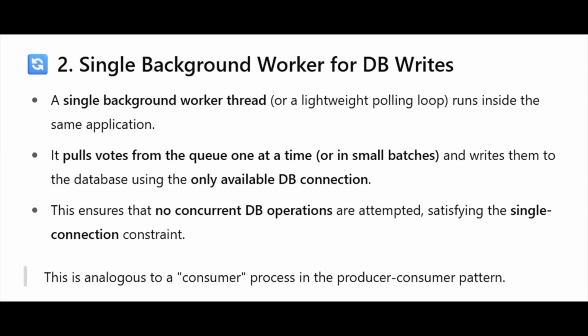2. Single background worker for DB writes. A single background worker thread or a lightweight polling loop runs inside the same application. It pulls votes from the queue one at a time or in small batches and writes them to the database using the only available DB connection. This ensures that no concurrent DB operations are attempted, satisfying the single connection constraint. This is analogous to a consumer process in the producer-consumer pattern.